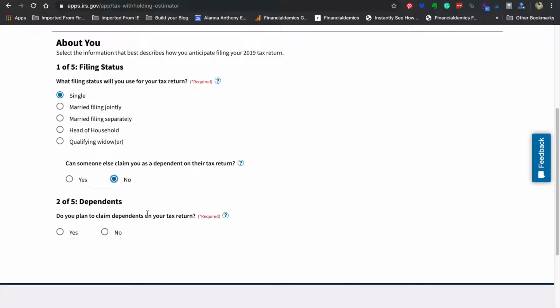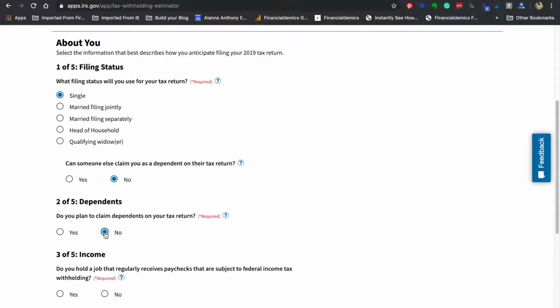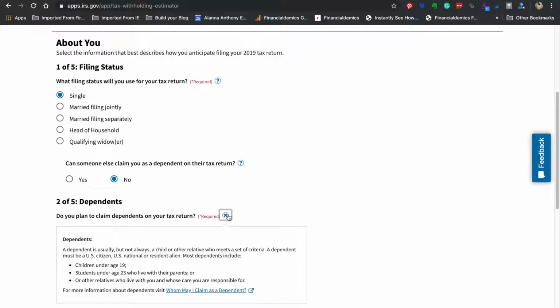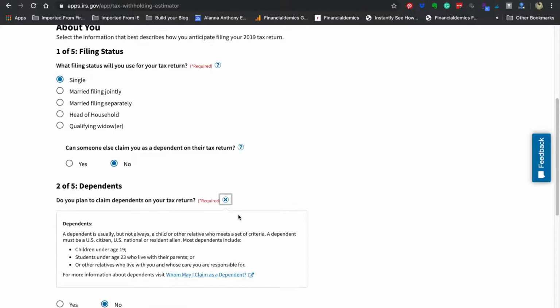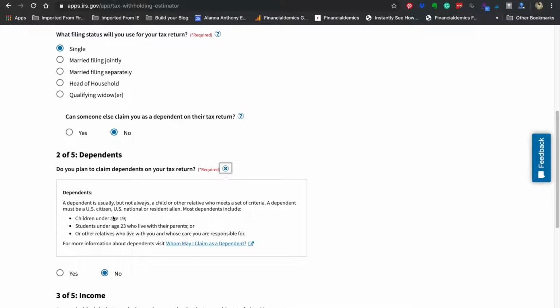And then it asks if they plan to claim any dependents on their tax return. This person does not have any dependents, so we're going to hit no. And just a quick note, each one of these questions has a question mark next to it, and if it's something you do not understand, you can easily click on it and it'll explain the question for you to help you better understand. So like in this case, dependents.